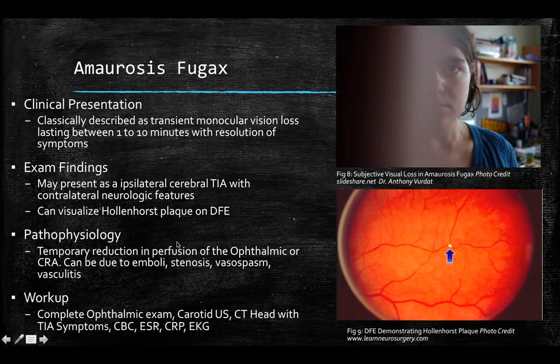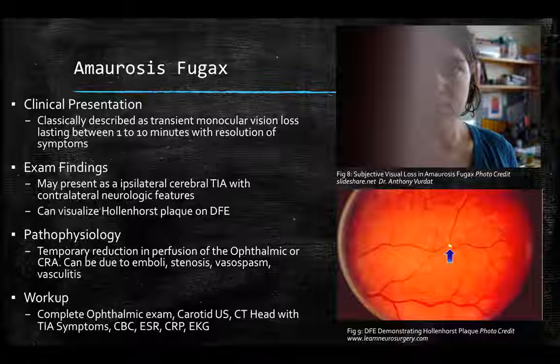What about the pathophysiology? It's kind of similar to the central retinal artery occlusion we previously talked about. You get a temporary reduction in perfusion of the ophthalmic or the central retinal artery. It can be due to embolized stenosis. It can be due to vasospasm from, for example, drug abuse, or it could also be due to autoimmune vasculitis.